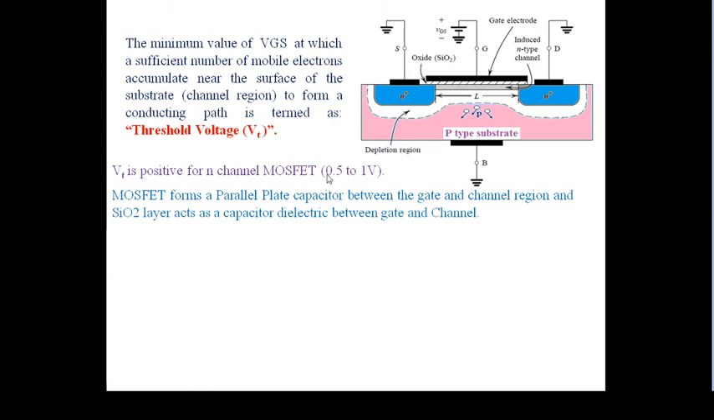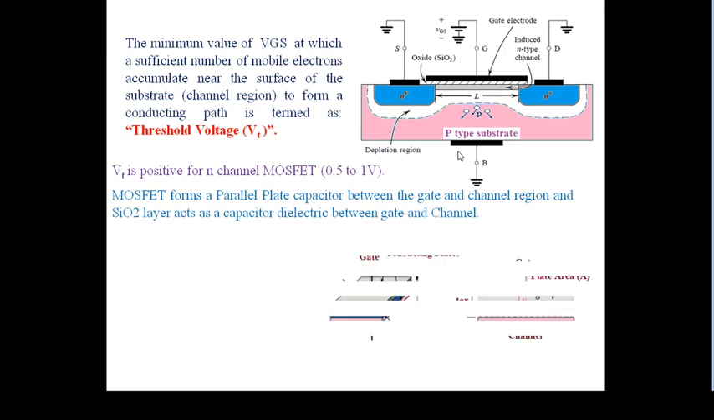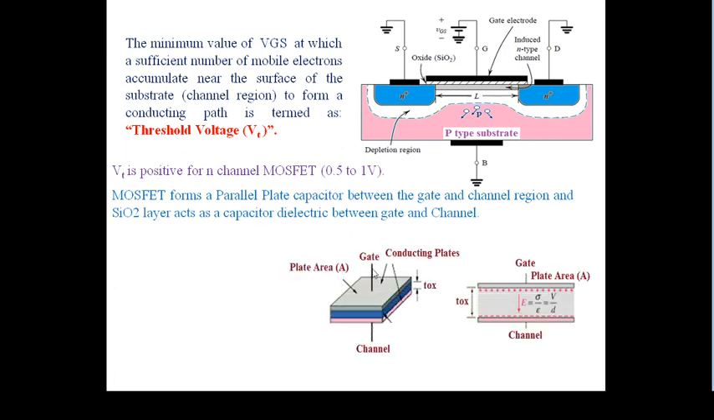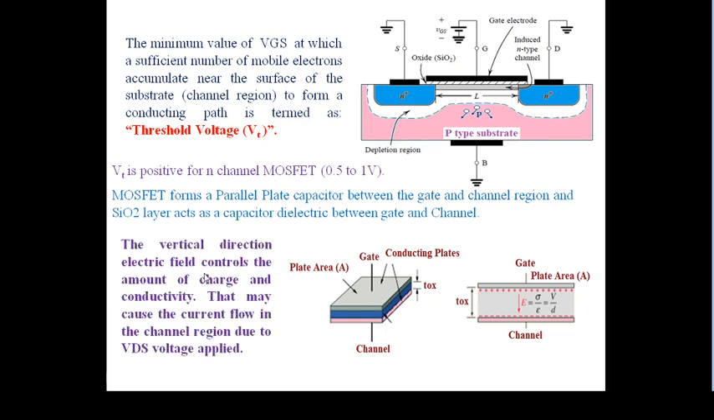Now this MOSFET forms a parallel plate capacitor between the gate and the channel region. How does it look? The silicon oxide layer, SiO2, works as a dielectric. So this is the plate area, the gate region and the channel region, and there is the oxide in blue. So there is an electric field from that region. This vertical electric field controls the amount of charge and conductivity that may cause the current flow in the channel region due to the applied VDS voltage. Okay, so this is the basic idea.